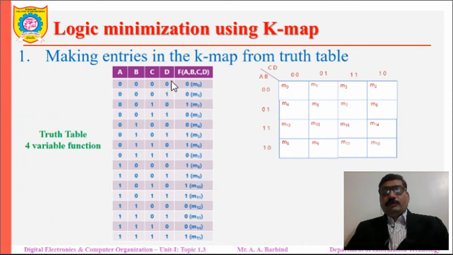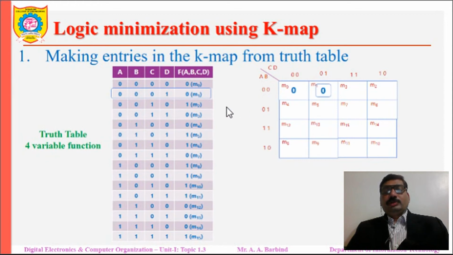Now this is the 4 variable K-map, and entries are made in a similar fashion. There are 16 cells in the 4 variable K-map, and in the truth table for 4 variables there are 16 rows. So the first row entry goes to the first cell. The second row entry goes to this particular cell, for which A, B are 0, 0 and C, D are 0, 1. So A, B, C, D are 0, 0, 0, 1.